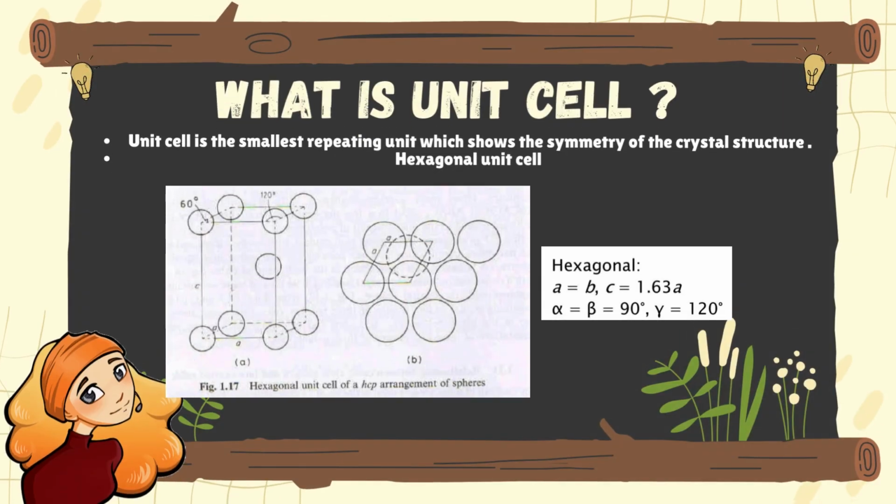What is a unit cell? Unit cell is the smallest repeating unit which shows the symmetry of the crystal structure. The unit cell of cadmium iodide is a hexagonal cell. Based on the diagram below, it shows that the length of A is equal to the length of B, but the length of C is longer compared to A and B. The angles alpha and beta are 90 degrees, which is perpendicular to each other, while gamma is 120 degrees.